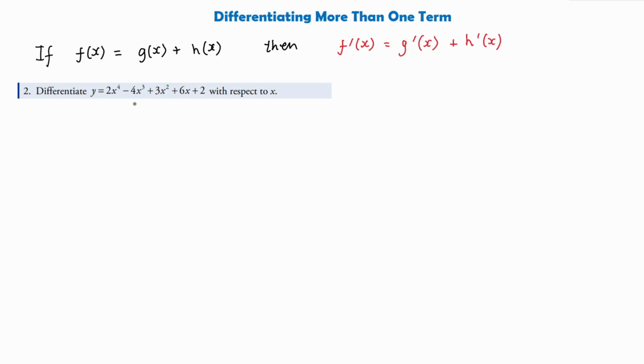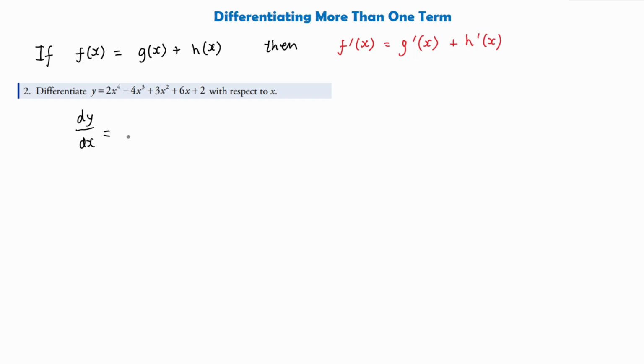So here's one more example. Differentiate y equals, now we've got lots of terms here. We've got 2x to the power 4 minus 4x cubed plus 3x squared plus 6x plus 2. And we're differentiating with respect to x. So we're going to be doing a lot of differentiating here to get the derivative. Well, let's do the first one.